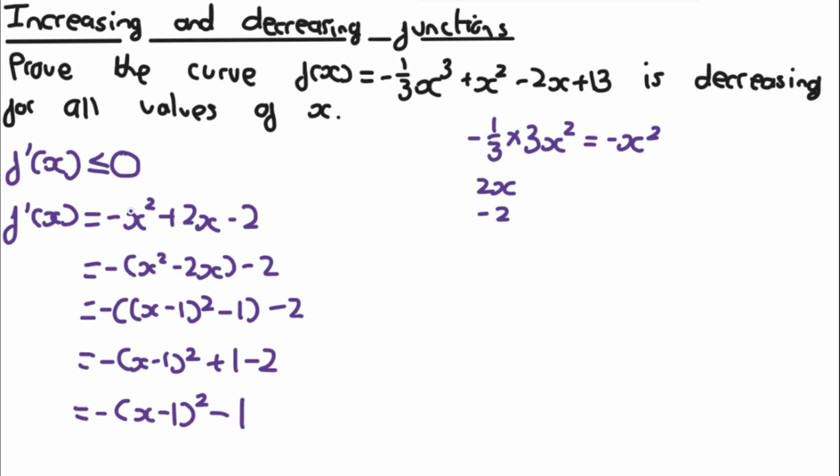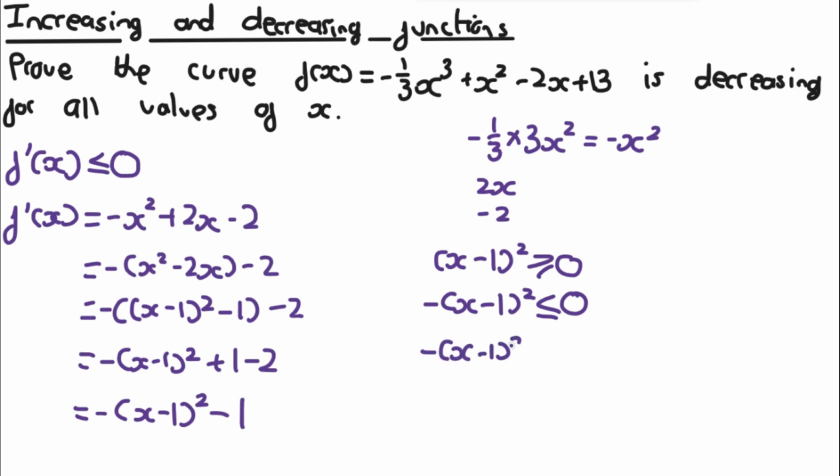And we need to prove that this is always less than or equal to 0. So x minus 1 squared is always bigger than or equal to 0. It's a square number, so that means minus of x minus 1 squared is always going to be less than or equal to 0. So therefore, minus x minus 1 squared minus 1 is always going to be less than or equal to minus 1. So therefore, f dash of x is less than or equal to 0. So we've proved it, so that's the final answer.